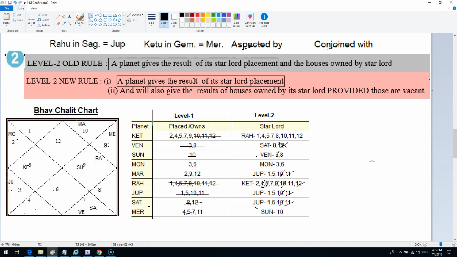So now, did I miss on anything? Okay, I think we have to look at Ketu into Rahu. Ketu in the Rahu star. So Rahu, where is Rahu? Rahu is in 10th. So 10 we will keep. And what Rahu represents? Rahu represents Jupiter. Jupiter is in 5th. And other houses owned by Jupiter, like the 10th and the 11th, they are occupied. Ascendant is vacant.